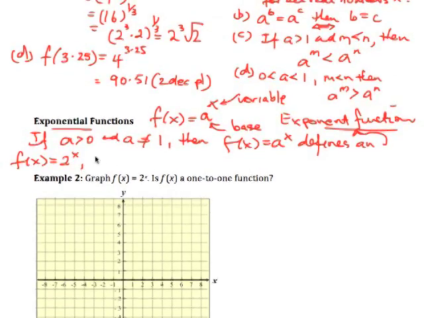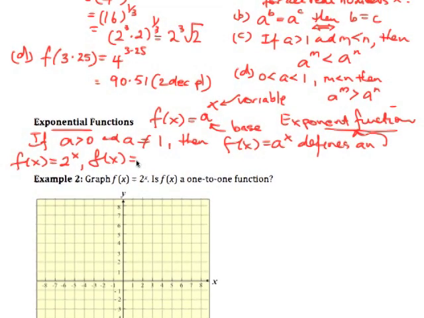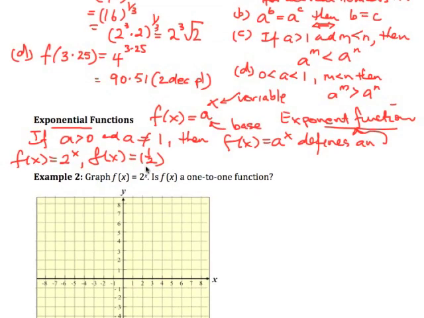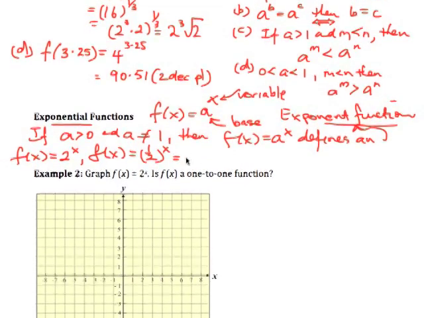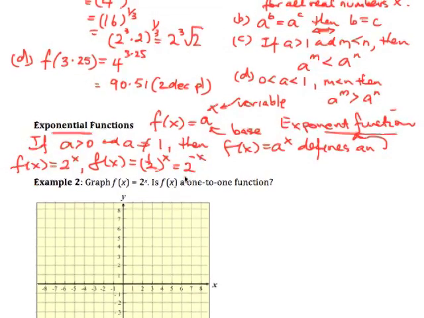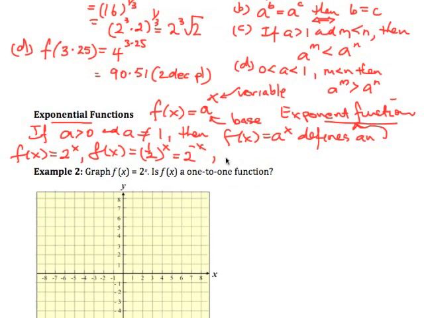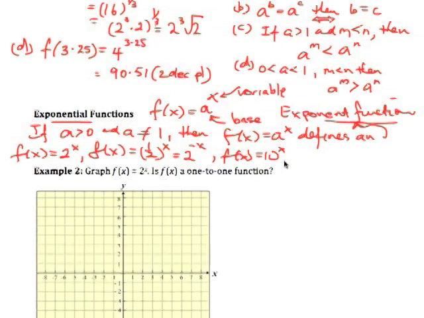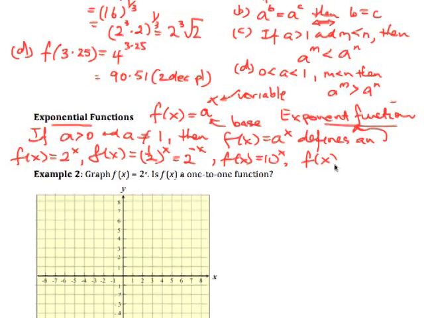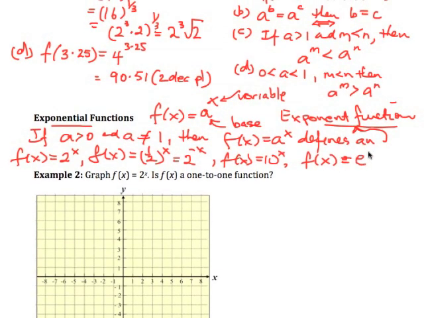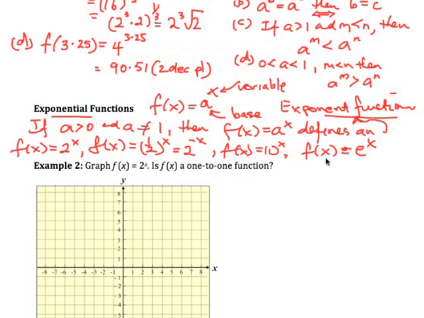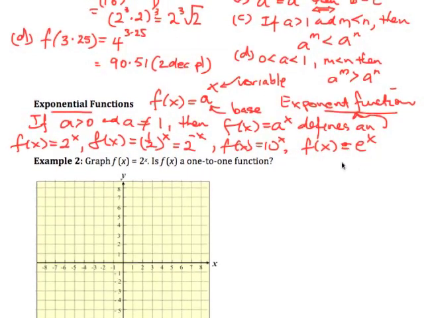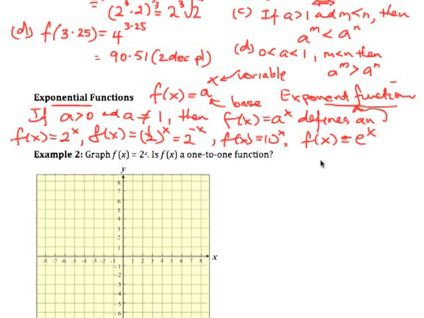Examples of this would be, of course, f of x equals 2 to the x. f of x equals half to the x, which of course is really just simply 2 to the negative x. We could have f of x equals 10 to the x. We also have f of x equals e to the x, which is going to be an interesting one, where e is what's called Euler's number. And we're going to talk about that because it has some very important applications.